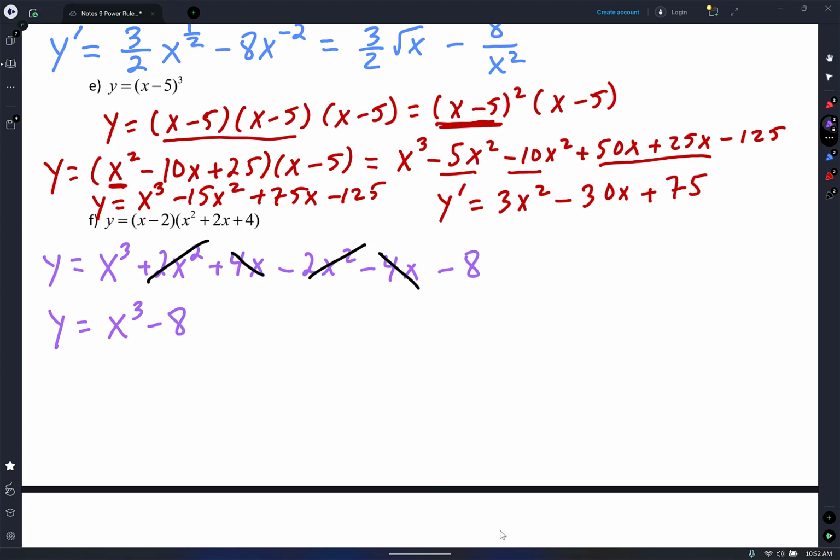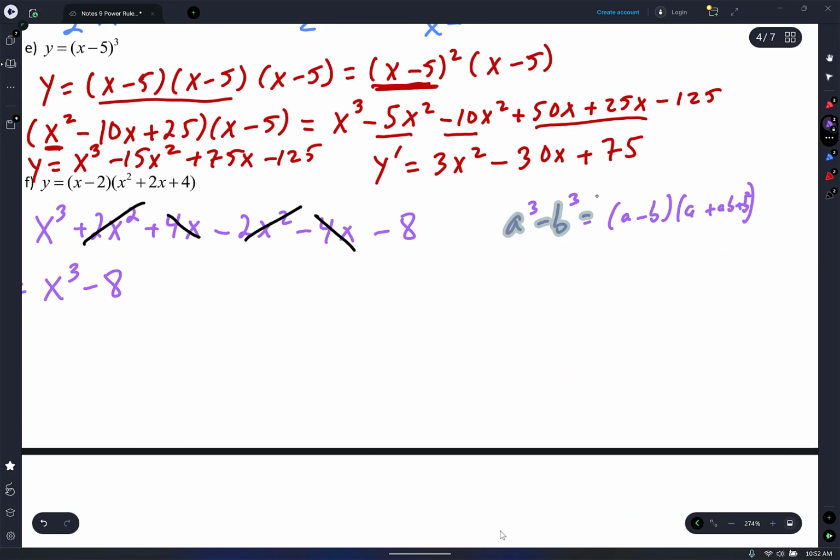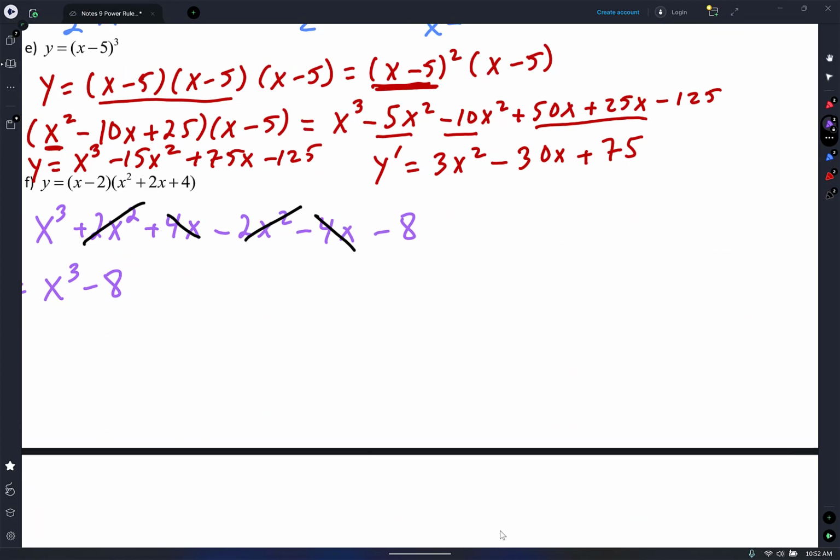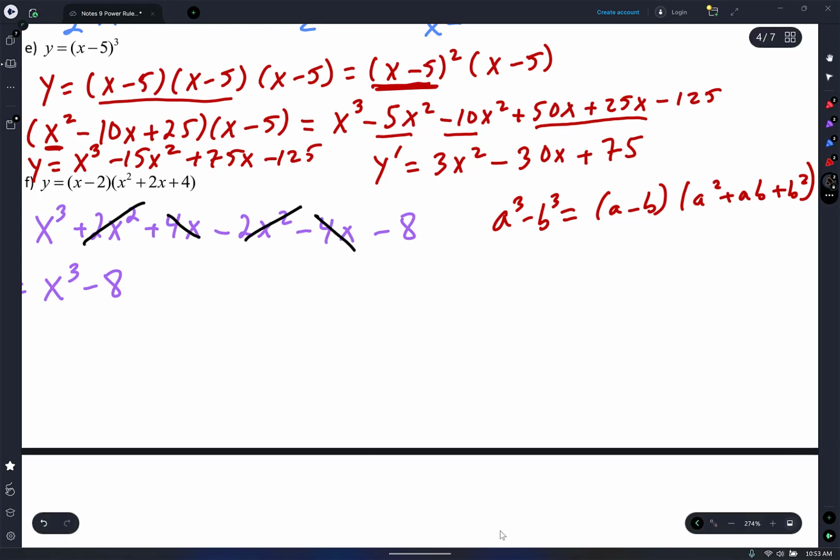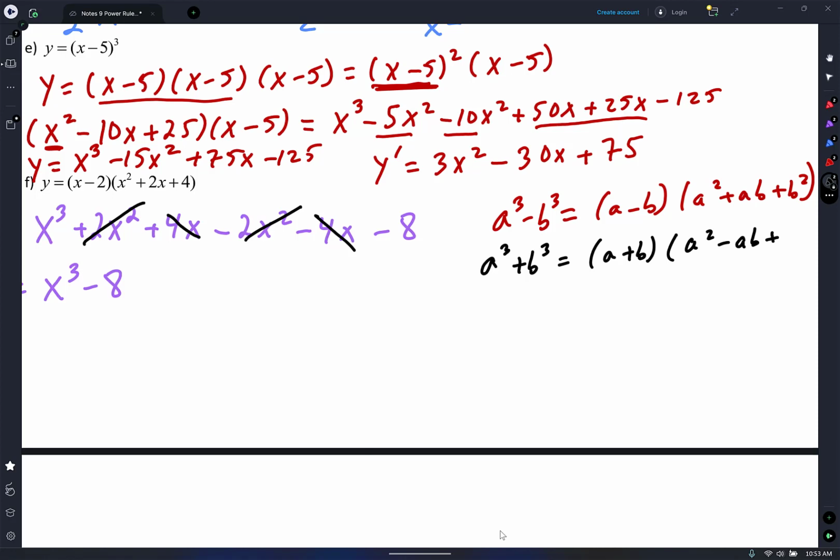Here we go. Yes. From algebra, a cubed minus b cubed. Are you talking about difference of squares or difference of cubes? That is just a minus b times a squared plus ab plus b squared. Let me put it where we can see it better, guys. I'll write it right here. A cubed minus b cubed is a minus b, a squared plus ab plus b squared. And I'll write the other one as well. A cubed plus b cubed is a plus b, a squared minus ab plus b squared.